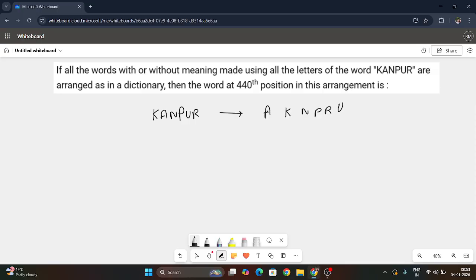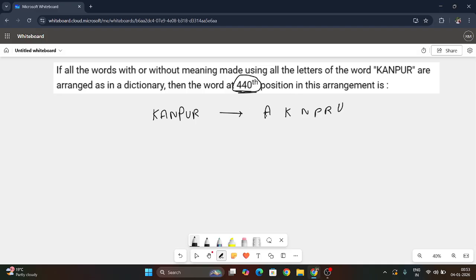Now the question is: arranged as in a dictionary, what is the word at the 14th position in this arrangement? Okay, so we have to find which word will be at the 14th position. So you have to keep in mind that first, all the words start from A, and then K, and then from N, and then from P, and then from R, and at the end from U.